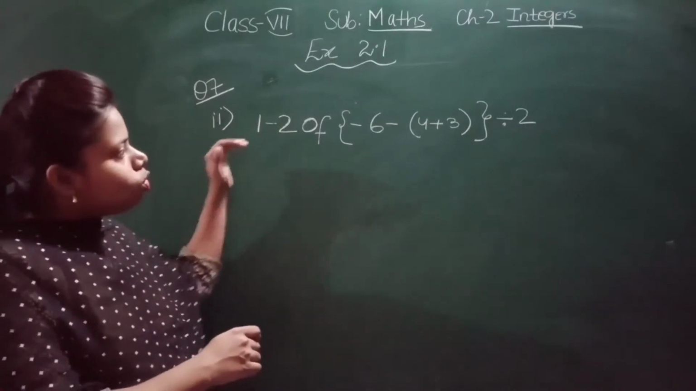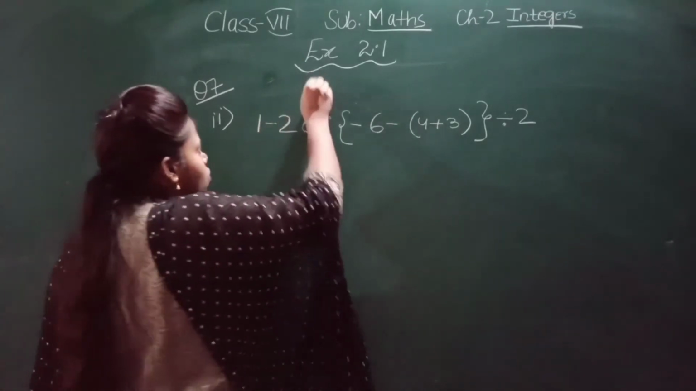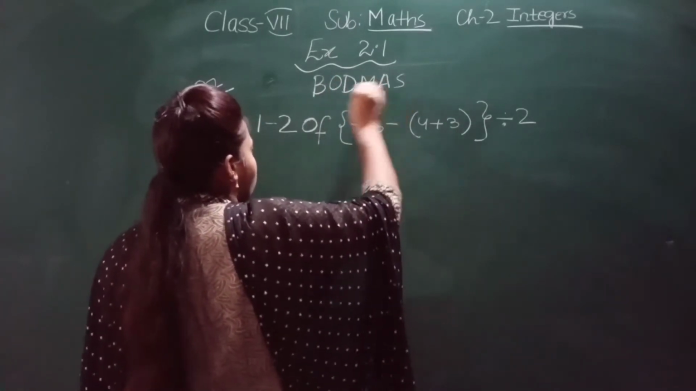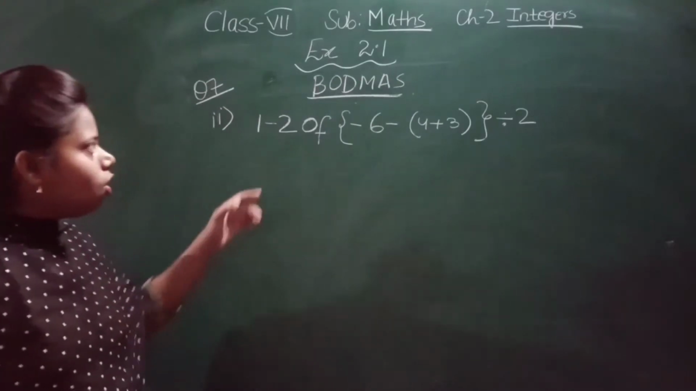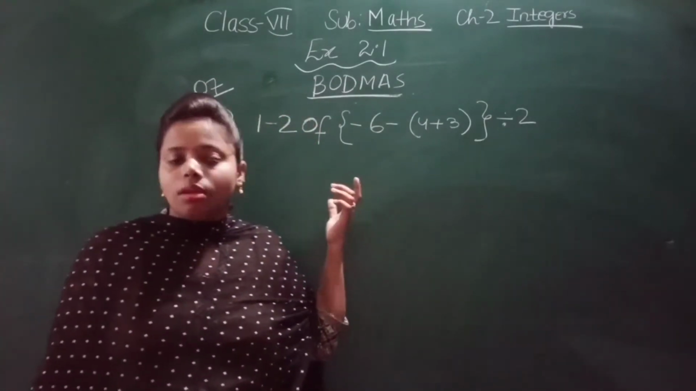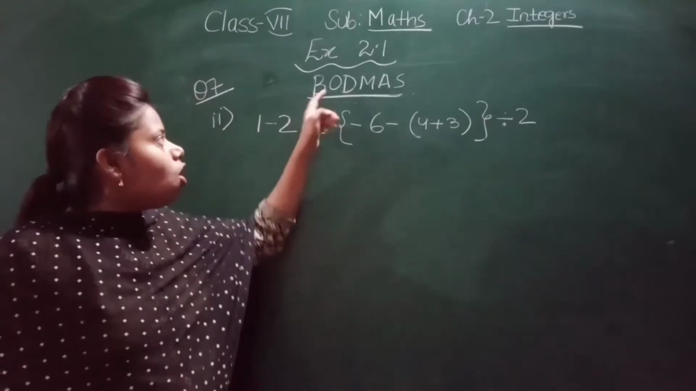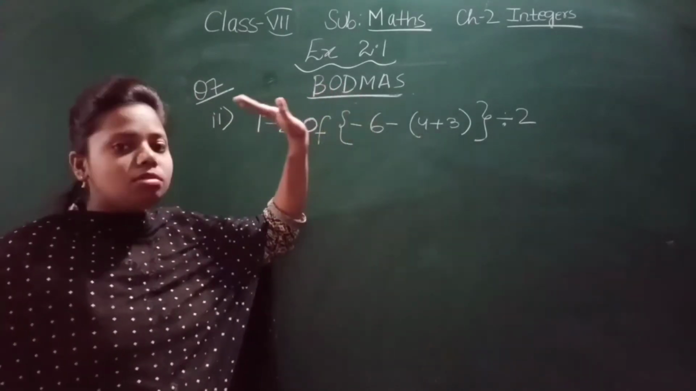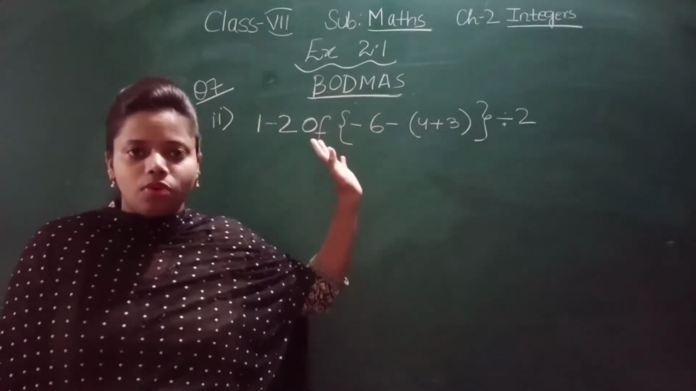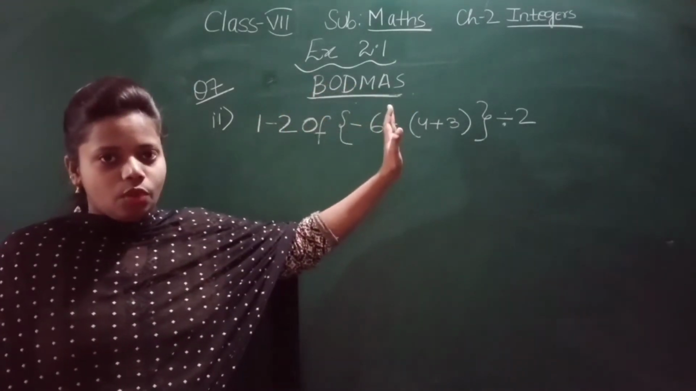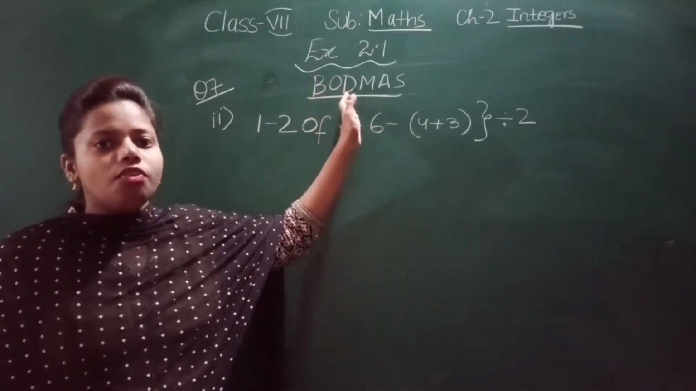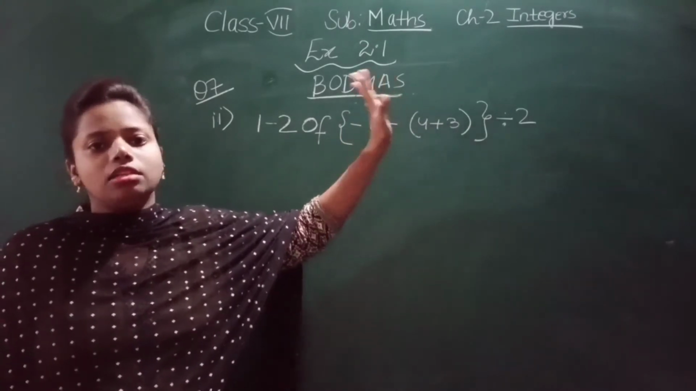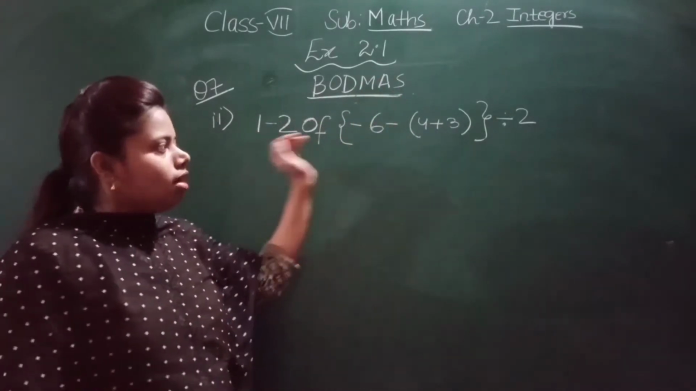To do this simplification, first of all you need to know BODMAS. B-O-D-M-A-S. BODMAS. B means brackets. There will be brackets, so we will solve the brackets first. O means of, which means multiplication only, D means divide, M means multiply, A means addition, S means subtraction. So one by one we will solve. First if brackets are there, then brackets, if of is there, then of, then divide, multiply, addition, and at last subtraction we have to do. Okay, so now let us do.